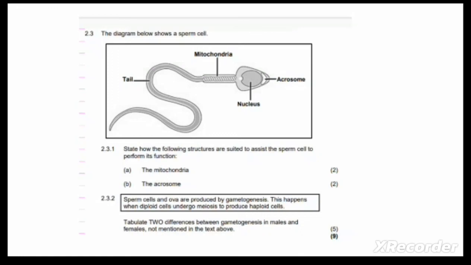In males, it results in 4 sperm cells being produced. In females, it results in only 1 ovum being produced. In males, the process starts at puberty. In females, the process starts before puberty or at birth.